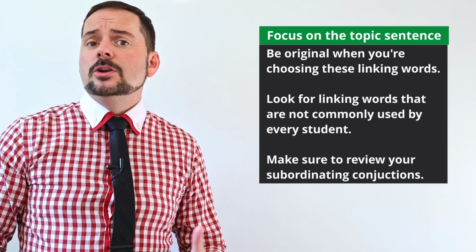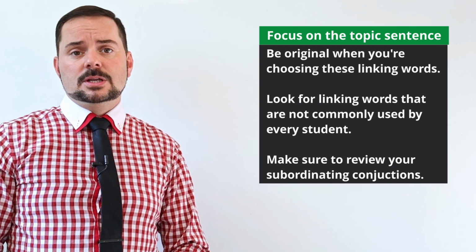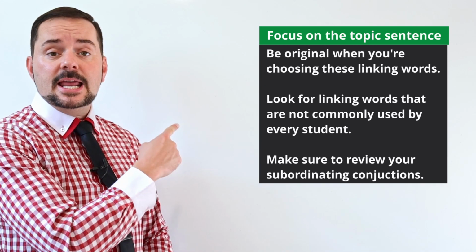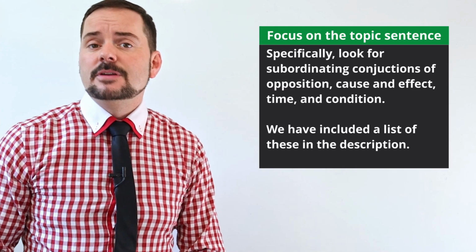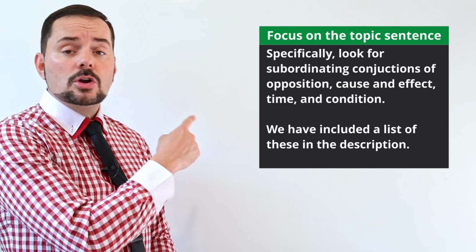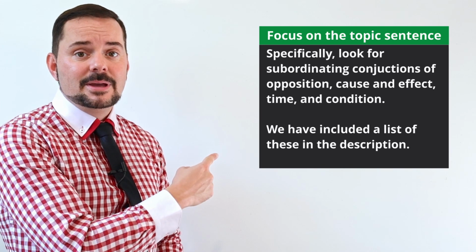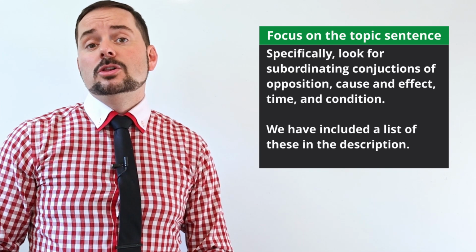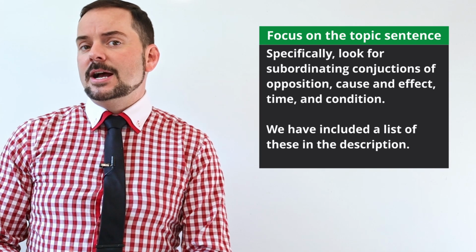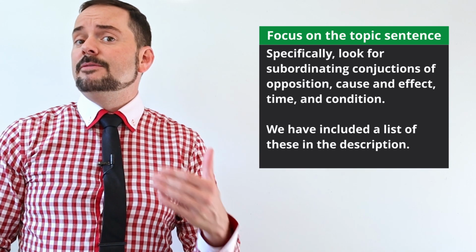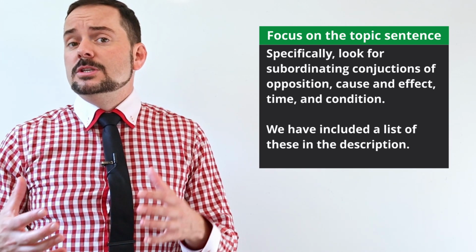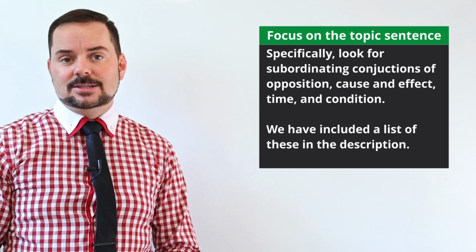Look for linking words that aren't commonly used by every student. In order to do this, make sure to review your subordinating conjunctions. Specifically, look for subordinating conjunctions of opposition, cause and effect, time, and condition. We have included a list of these in the video description below. Familiarize yourself with these and use different ones for different essays so you can be comfortable switching up and using a variety depending on context.